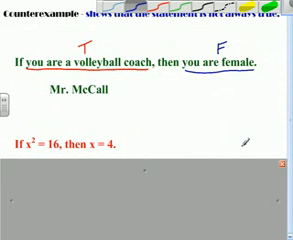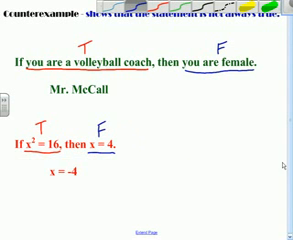How about this one? If x squared equals 16, then x equals 4. So you're going to try to come up with an x where this part is true, the hypothesis is true, but the conclusion is false. Can you think of anything that we could use for a counterexample? Hopefully you said -4, because if you put -4 in the hypothesis, x squared would be 16, but x is not equal to 4.